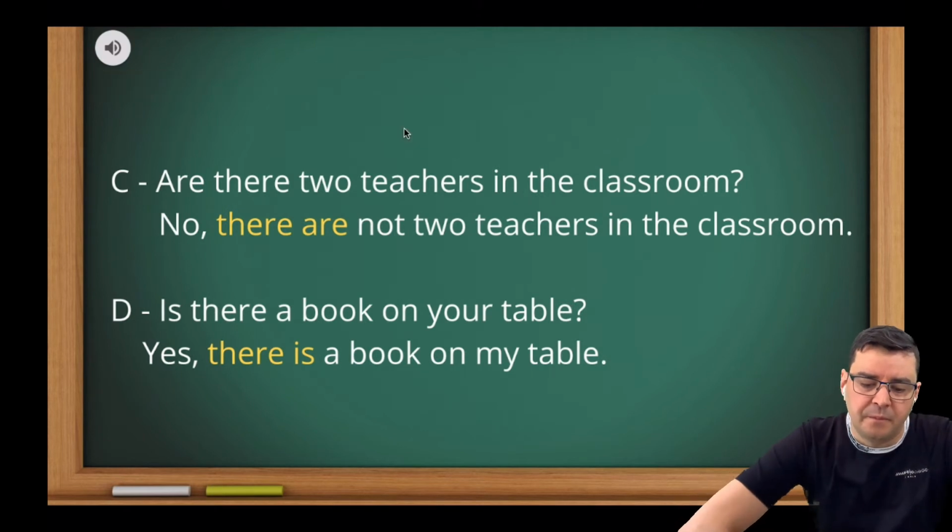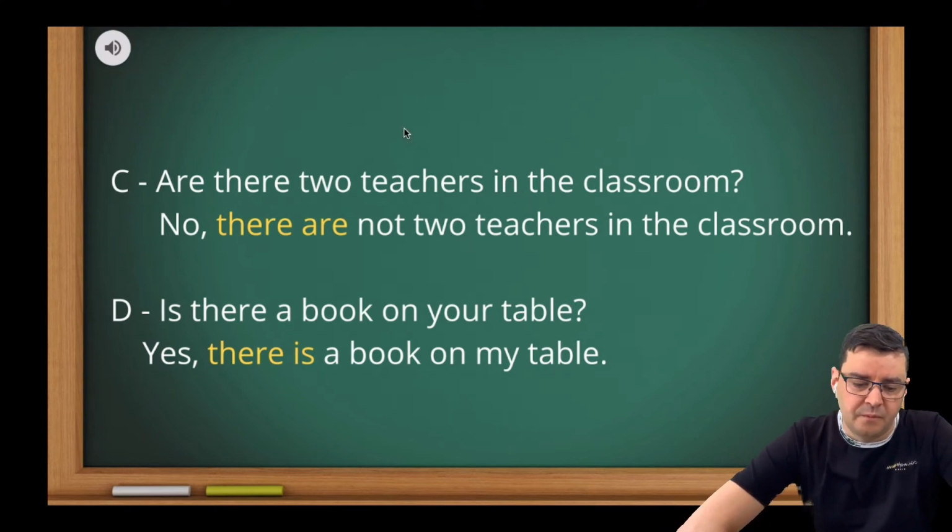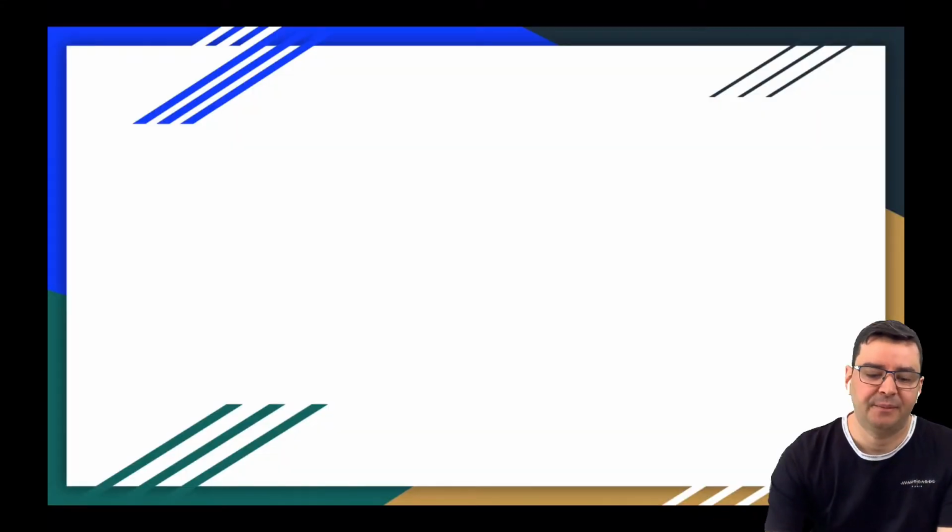C. Are there two teachers in the classroom? No, there are not two teachers in the classroom. D. Is there a book on your table? Yes, there is a book on my table. Ok, vamos para a terceira.